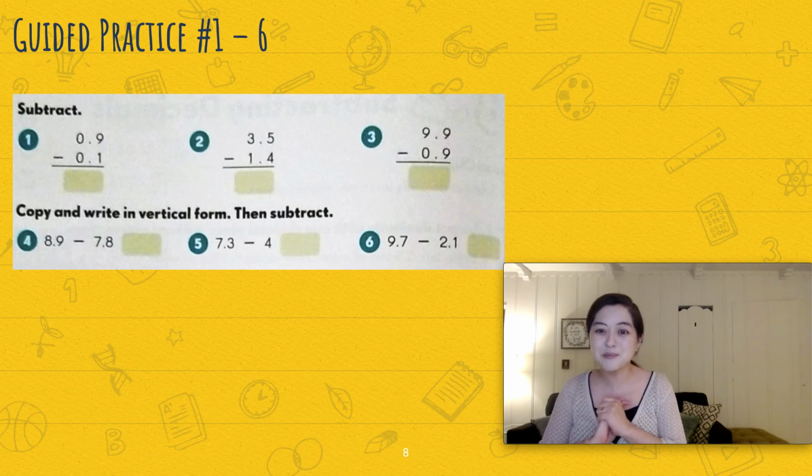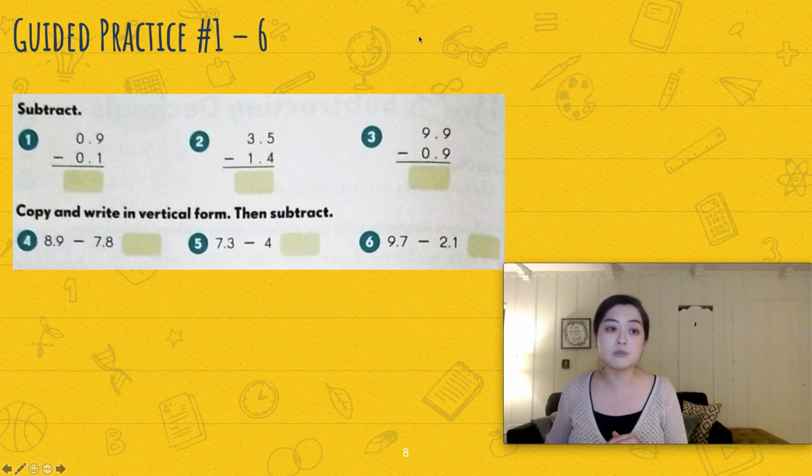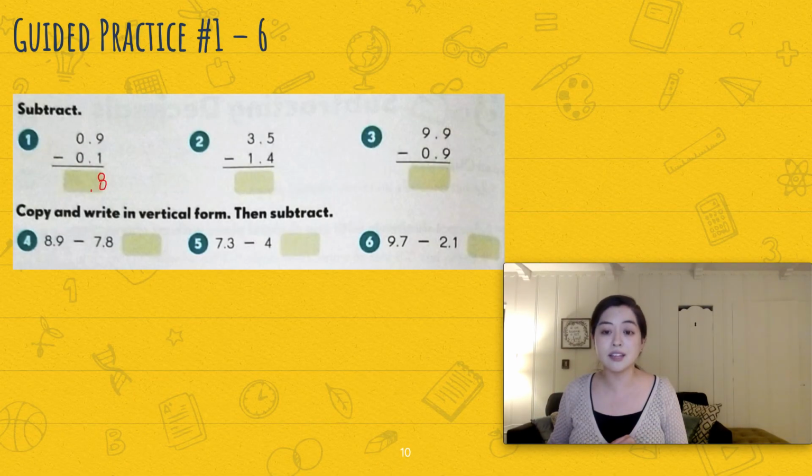Hi, welcome back. You must be ready. Okay, let's look at number 1. So they stacked it up for you. And so we're going to always start with the lowest place value column here, which will be the tenths. Okay, so 9/10 minus 1/10 is 8/10. Put the decimal place there, and now let's subtract the ones. 0 ones minus 0 ones is 0 ones.